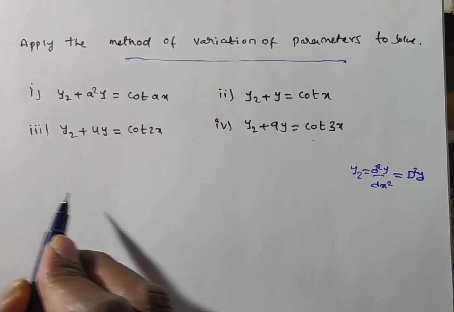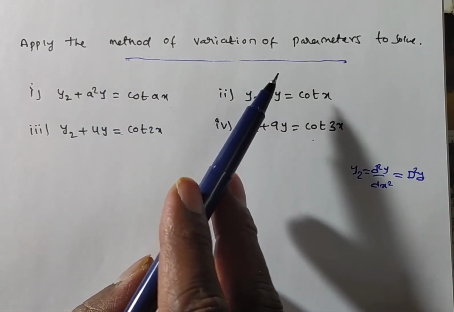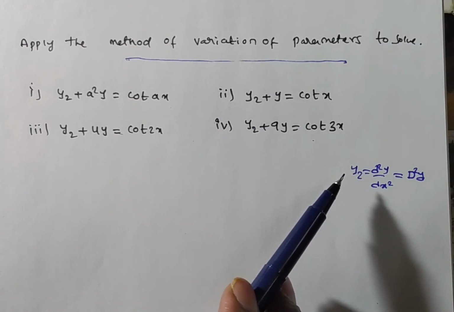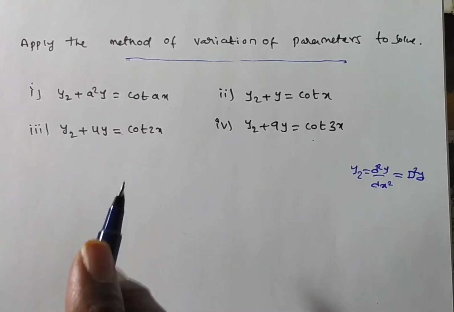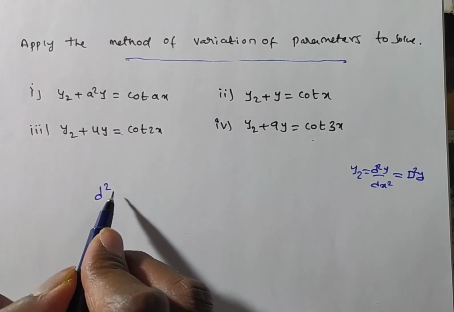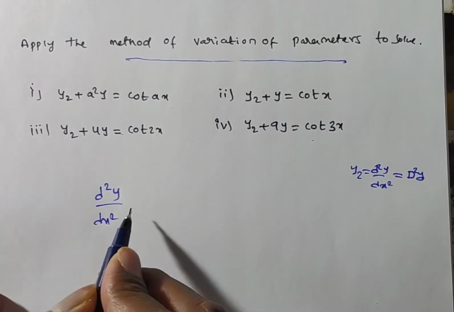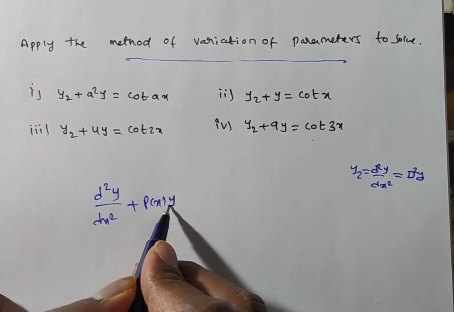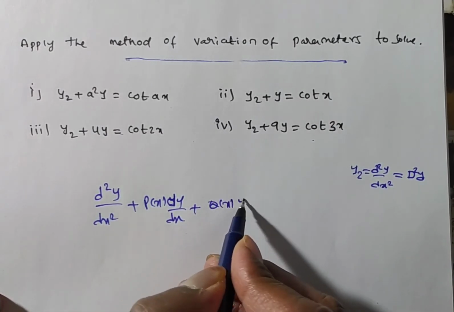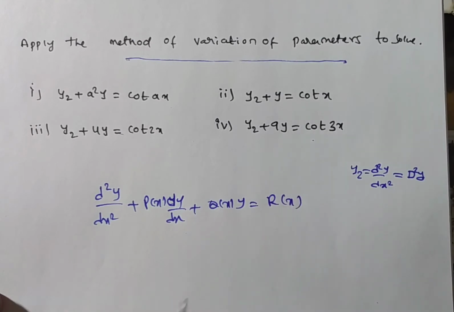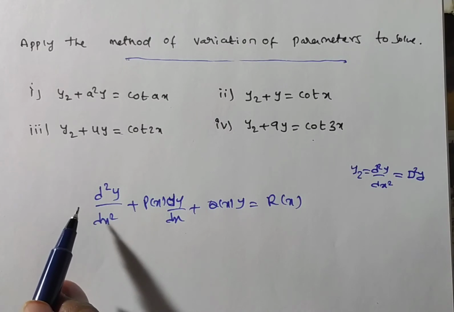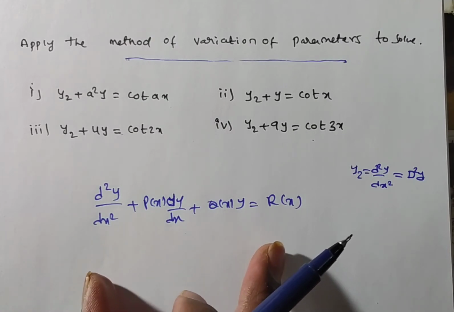Friends, to solve by the method of variation of parameters, here the order is 2. Order 1, order 2, higher orders also we can do, but we are doing second order now. In the second order, first we have to compare with the standard form. Is it in the standard form or not? That is d²y/dx² + p(x) dy/dx + q(x) y = r(x), which we have to verify. The coefficient of d²y/dx² should be 1. This is the standard form we are taking.